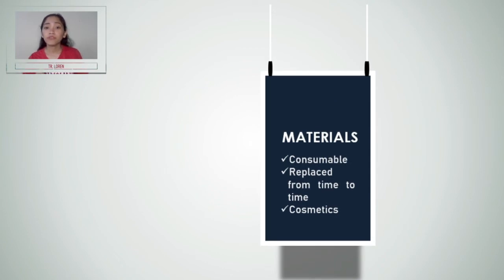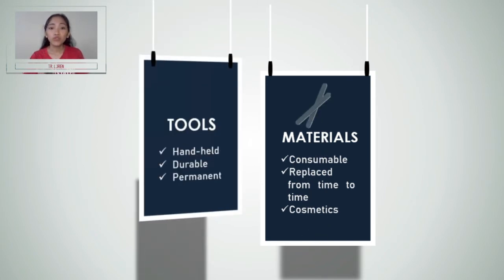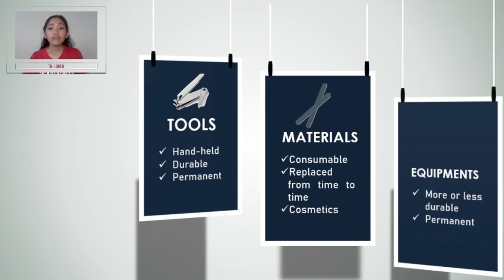Okay, now let's differentiate the tools, materials, and equipment. First, materials. Materials are consumable, should be replaced from time to time, and are also called cosmetics. Next, we have tools. Tools are handheld, durable, and permanent. Last, we have equipment. Equipment is more or less durable and, like tools, is also permanent. So those are the differences of the tools, materials, and equipment.